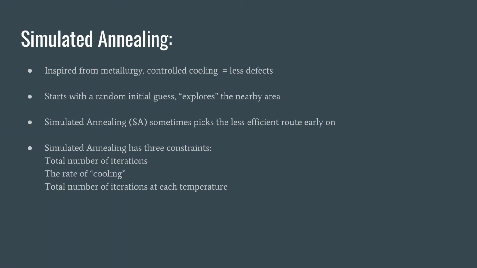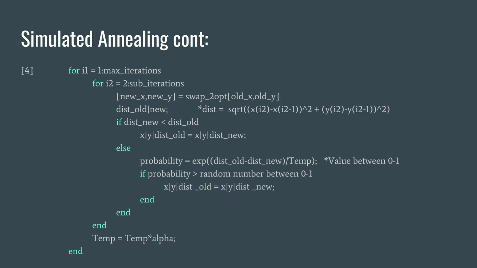Simulated annealing. This is one of the more complicated algorithms, and it's inspired from metallurgy, where controlled cooling equals less defects. Just like the 2-op swap, this starts with a random initial guess, but this actually explores the nearby area. In exploring the nearby area, it picks less efficient routes early on in order to find the troughs of the world's minimas. After finding the troughs, the algorithm should be able to pinpoint the global minima. It has 3 constraints: the total number of iterations, the rate of cooling, and the total number of iterations at each temperature. Here's a quick rundown of the pseudocode for simulated annealing.